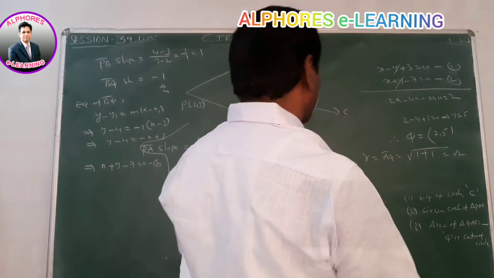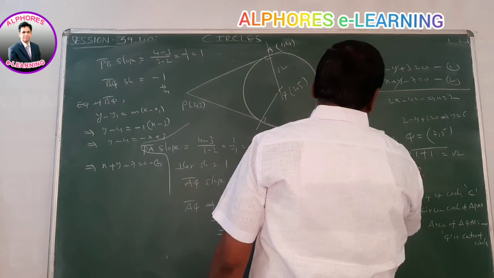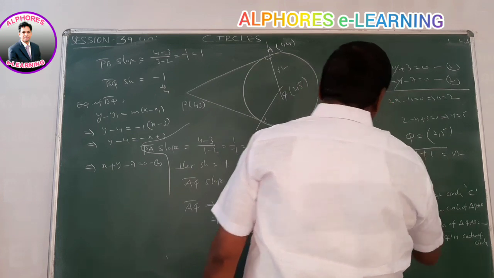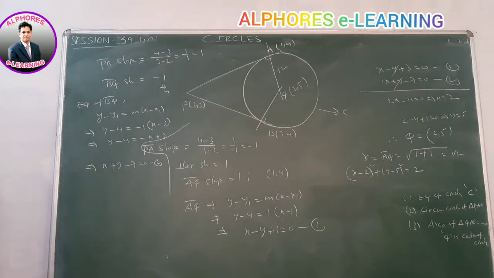If the center and radius are given, what is the equation of the circle? x minus h whole square plus y minus k whole square is equal to root 2 whole square, that means 2. Expand this value, we get the equation of the circle. Okay, equation of the circle is over.